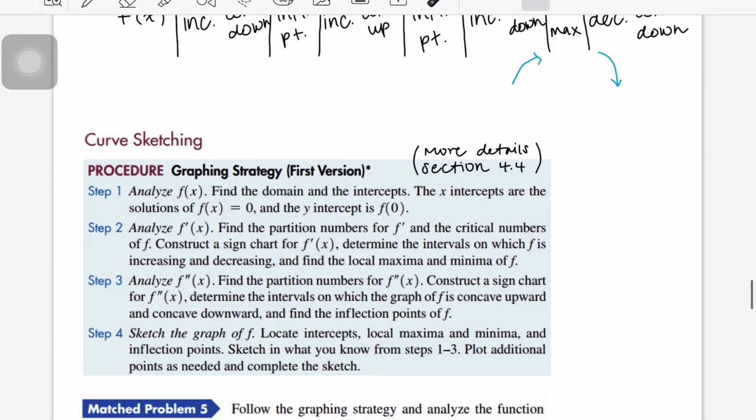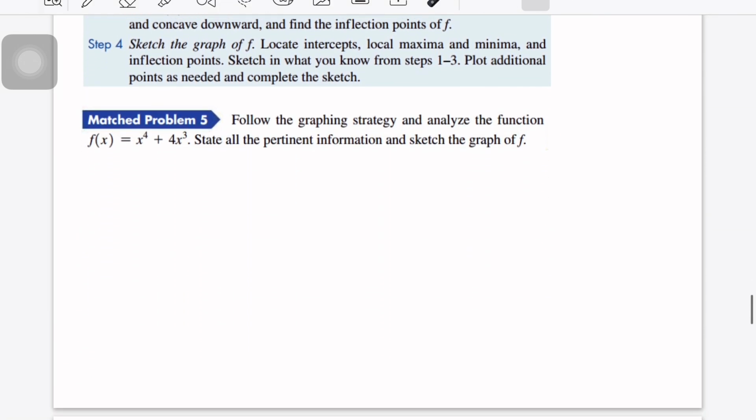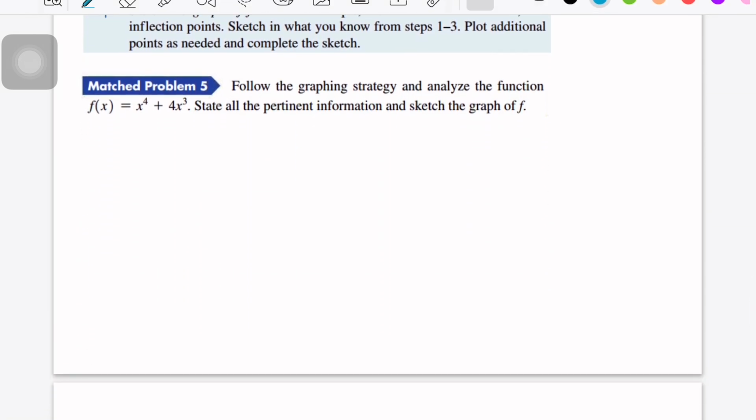All right, so following this procedure, we're first going to find the domain and x-intercepts for this example here. So first step, we know that f of x is a polynomial.